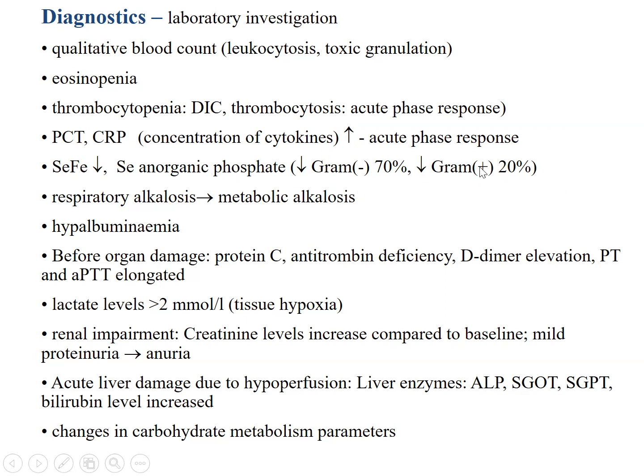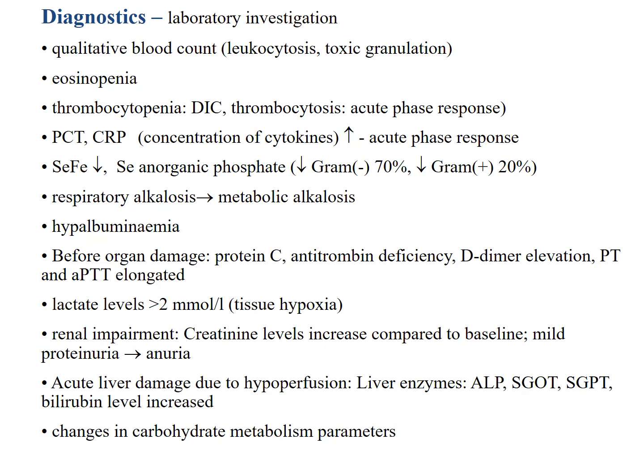And maybe you know that between the gram-negative and gram-positive bacteria, we can see some differentiation. We also can check respiratory alkalosis and later metabolic alkalosis parameters. We also find hypoalbuminemia. And if we check the coagulation system, before the organ damage, we can find protein C or antithrombin deficiency, D-dimer elevation, and PT and APTT elongation. And we discussed earlier the lactate levels, which is very important, and it belongs to the tissue hypoxia.